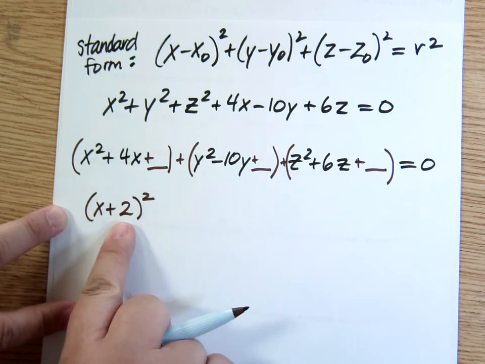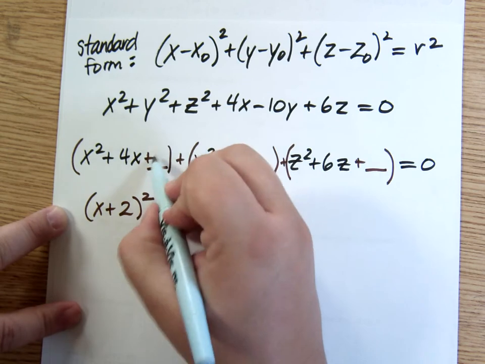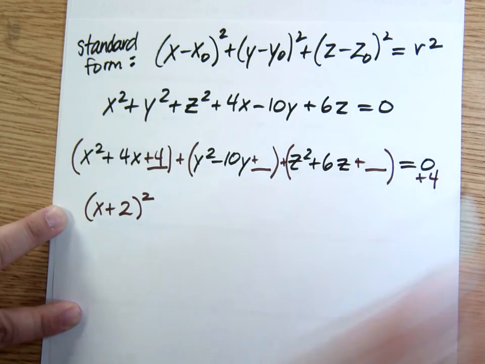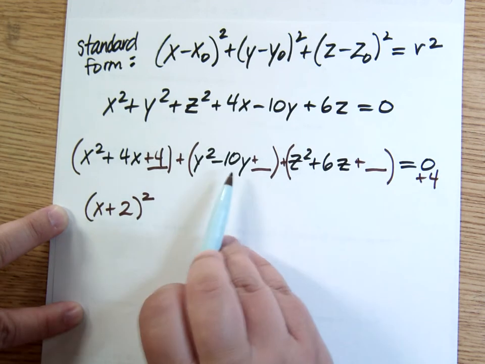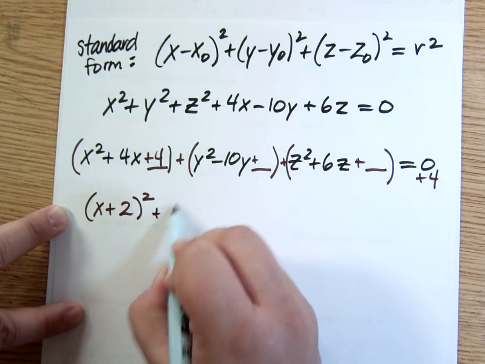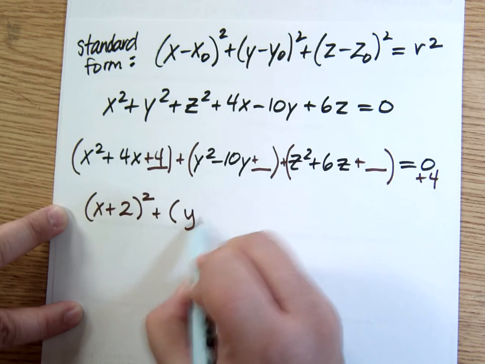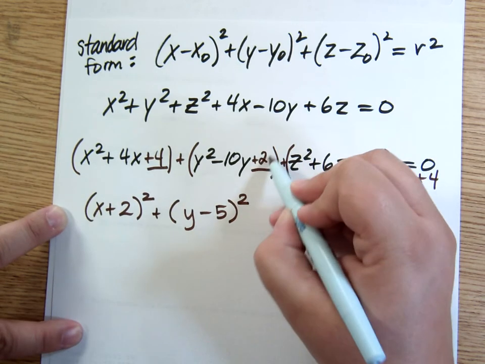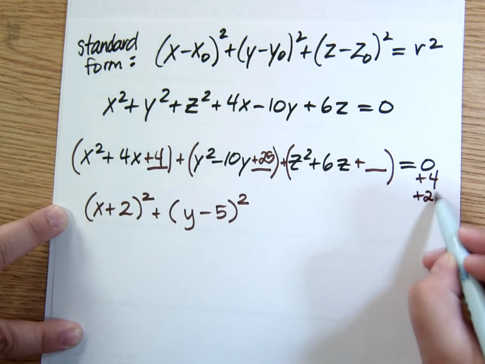That number goes here, the 2 that was half of 4. Now the thing that I get when I square 2 goes here, and I have to add it on the other side. Same process here. I'm going to take half of negative 10. That's negative 5. When I square negative 5, I get 25. So I add 25 to the other side also.